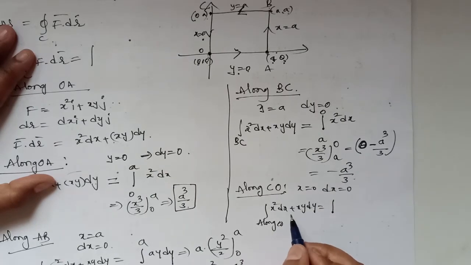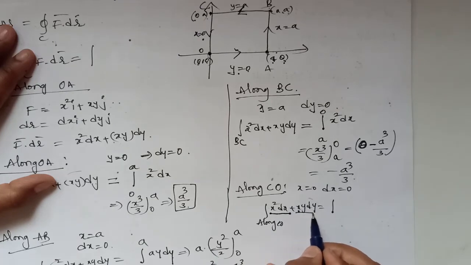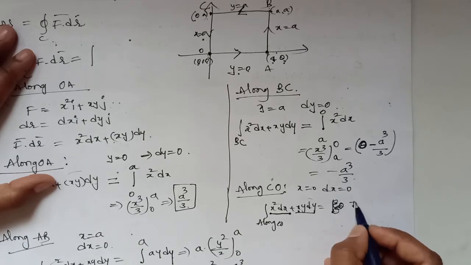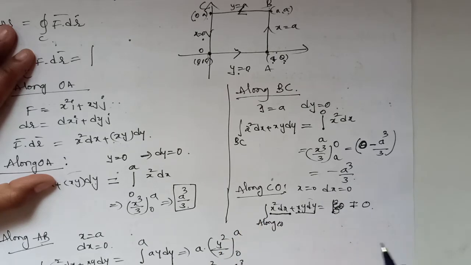See, when dx is 0, this complete term becomes 0. And here when x is equal to 0, this complete term also becomes 0. You get 0. So therefore the complete integral value along CO is 0.